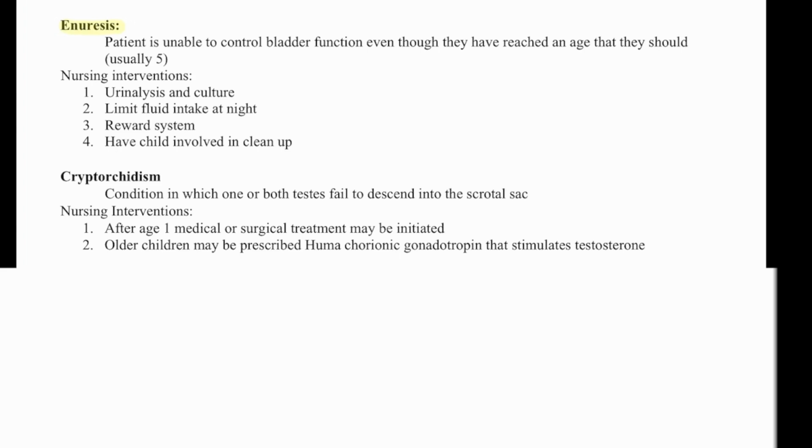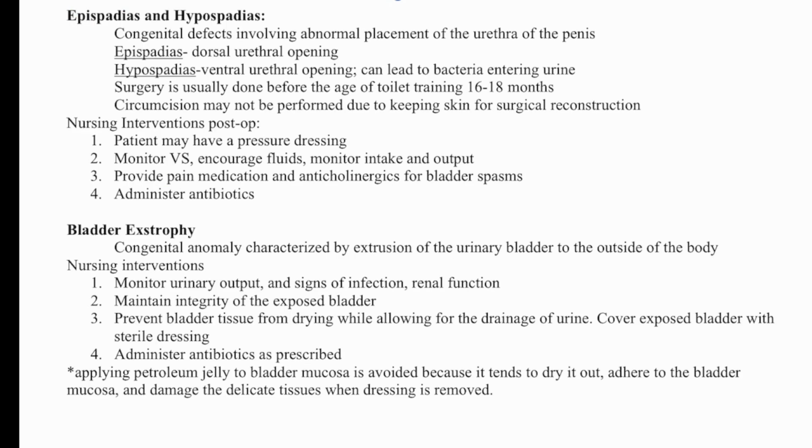Then we have cryptorchidism, which is a condition in which one or both testes fail to descend into the scrotal sac. Nursing interventions: after the age of 1, medical or surgical treatment may be initiated, and older children may be prescribed HCG. This is human chorionic gonadotropin. So HCG stimulates testosterone.